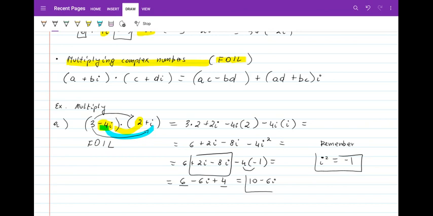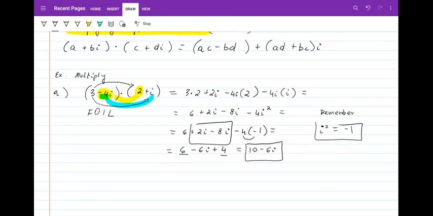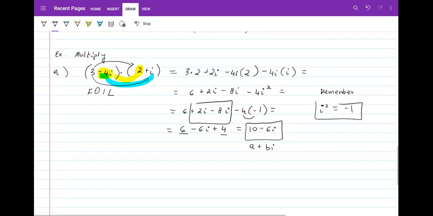So this is the final solution. Always leave the answer in standard form, which is a plus bi. So 10 is the real part. Negative 5 is the imaginary part.